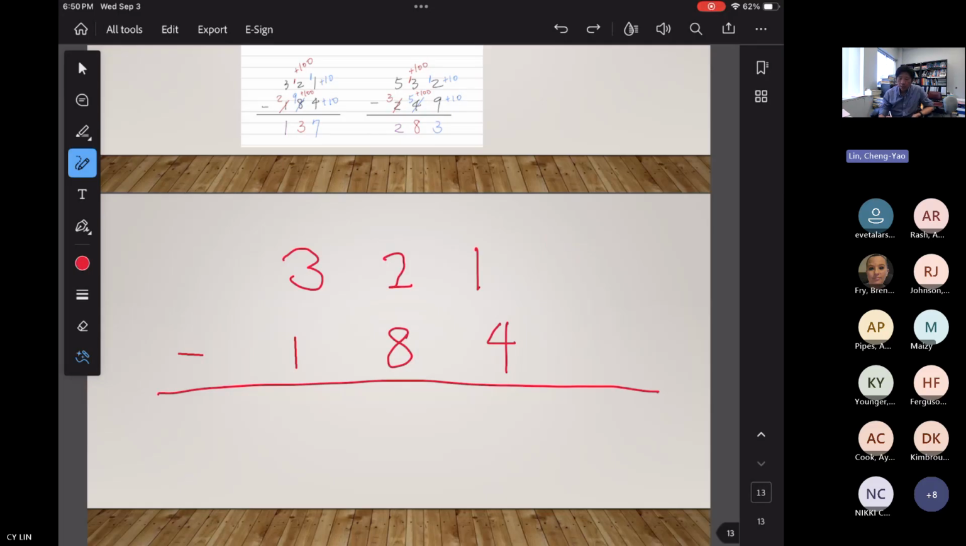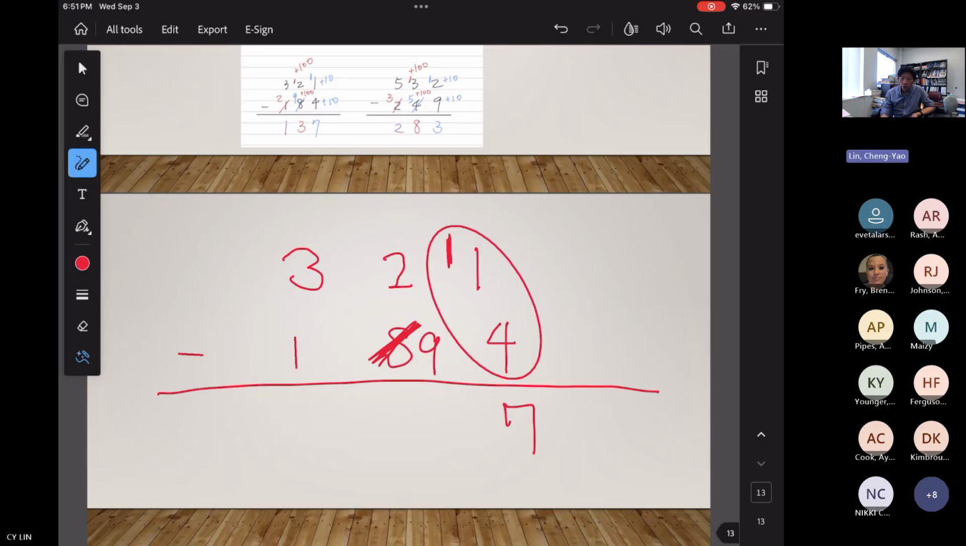1 minus 4, enough or not enough? Not enough. So I add 10 on the top, I add 10 on the bottom. So I have 11 minus 4, I got 7.